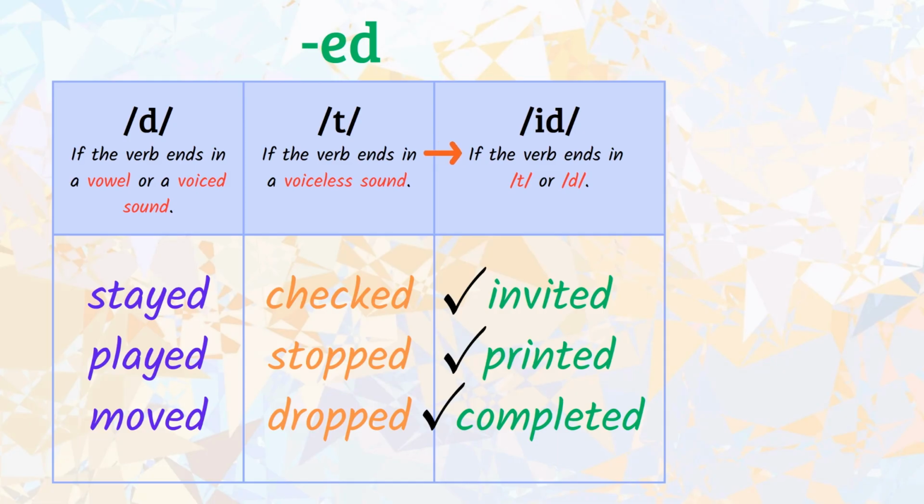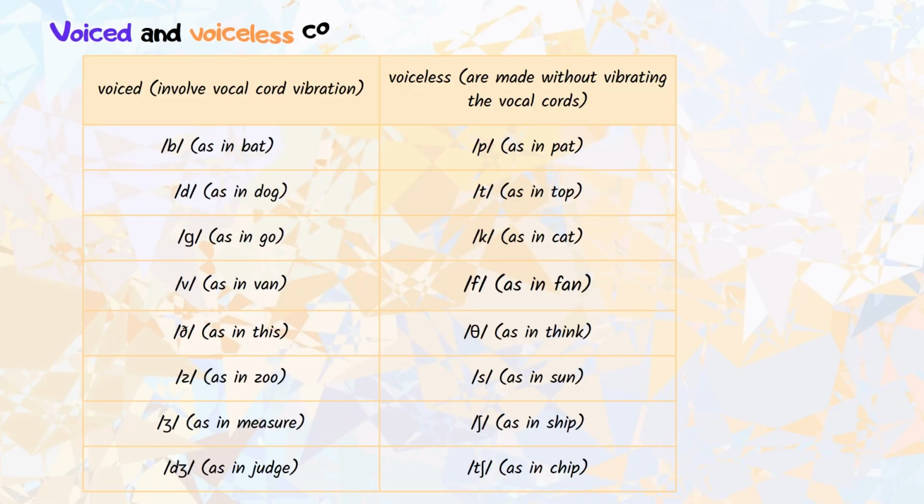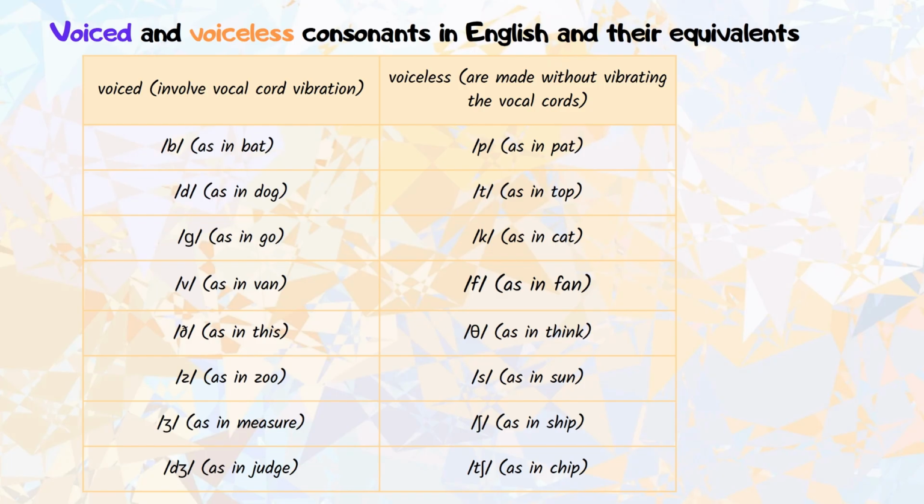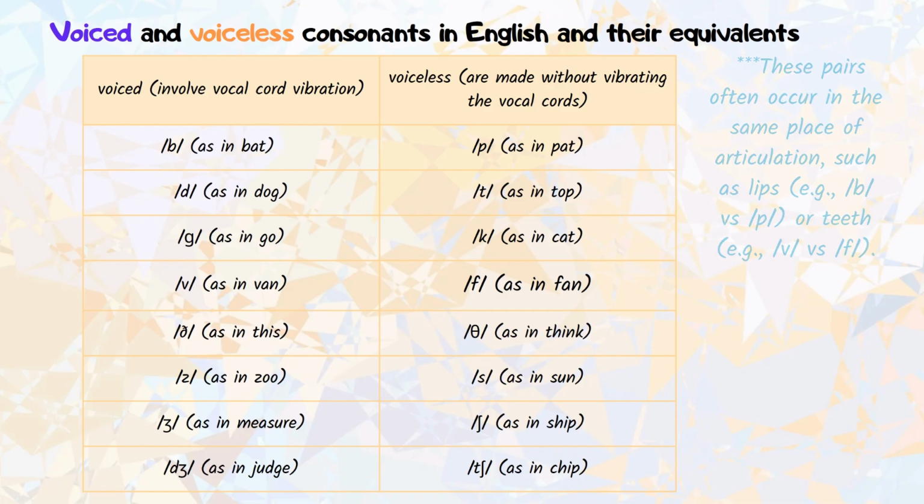Here is a table of voiced and voiceless consonants for those of you who really want to understand the idea deeply. But just for your knowledge, there are pairs of consonants which occur in the same place of articulation, but some of them are pronounced involving vocal cords vibration and others don't. Compare b, p, d, t, g, k, v, f, z, s, j, sh, j, ch.